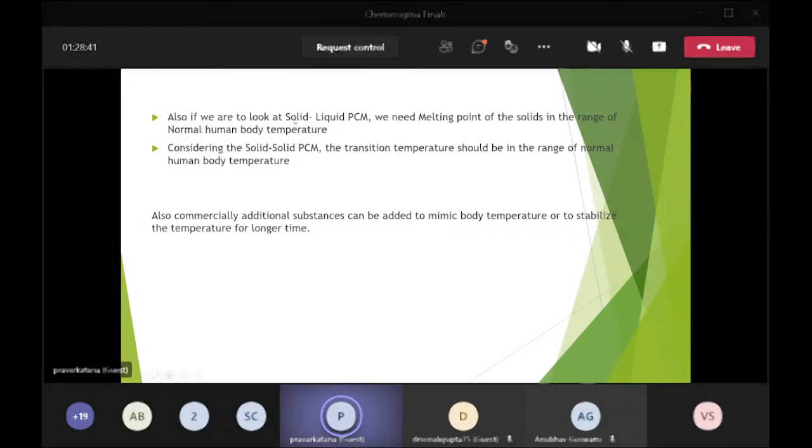Yeah. So in the case of solid-liquid PCM, we need the melting point to lie in the range of human body temperature, because that is the temperature range of concern. And in the solid-solid PCM, we need the transition temperature of two crystalline forms to be in the range of normal human body temperature. Also, as mentioned in the question, we needed to find one particular PCM, but in commercial use, more than one PCM or some extra materials are also used to stabilize the temperature for longer and to adjust it to the requirements.